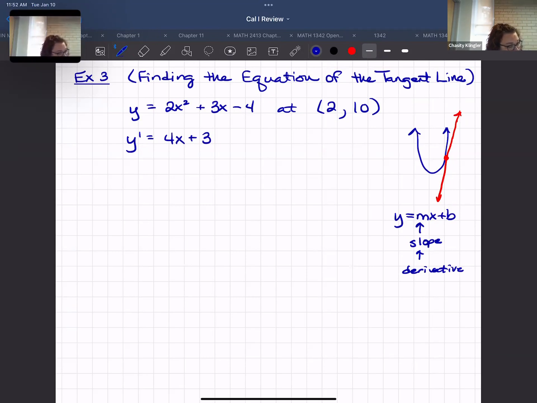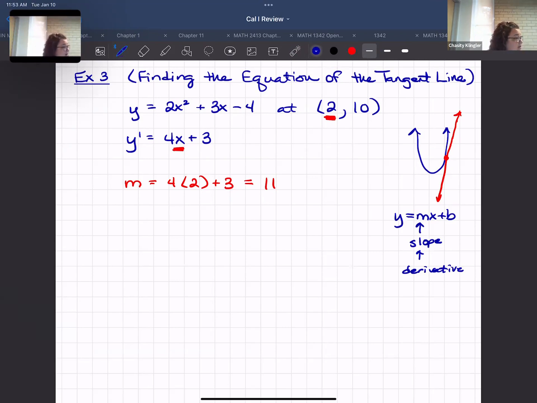So I could find the slope at any point along that parabola, but I want it at that specific point. So my slope for this line is going to be 4 times 2 plus 3. I'm plugging this in to my slope formula. So I've got a slope of 11 right there.